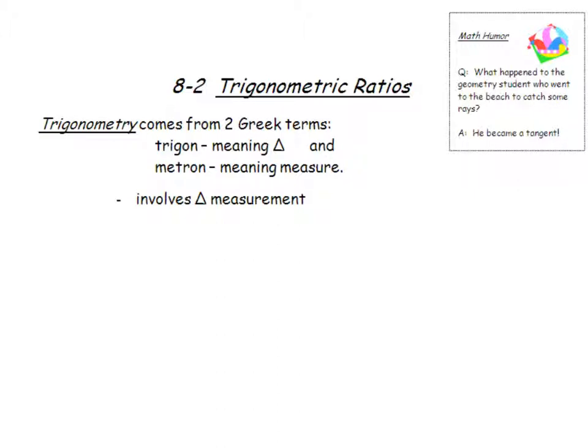So our lesson is focused on trigonometric ratios, and trigonometry, where does that word come from? Well, it actually comes from two Greek terms, and those two terms are trigon, which means triangle, and metron, which means measurement. So we're talking about triangle measurements when we're dealing with trigonometry.